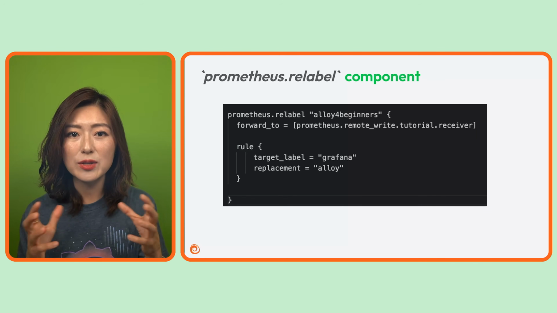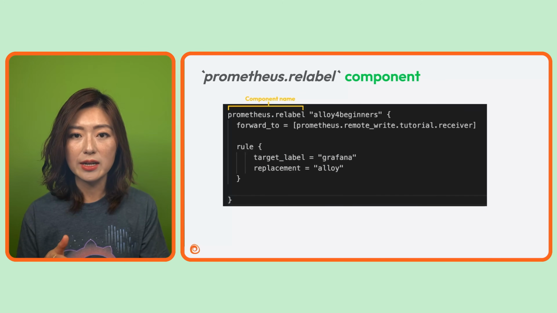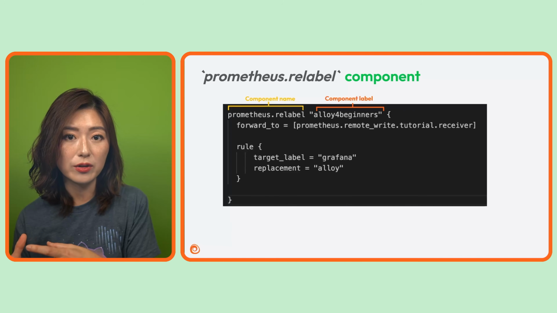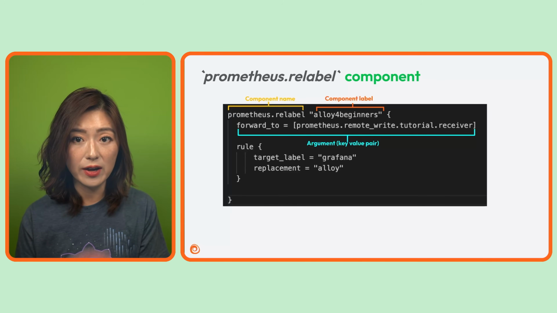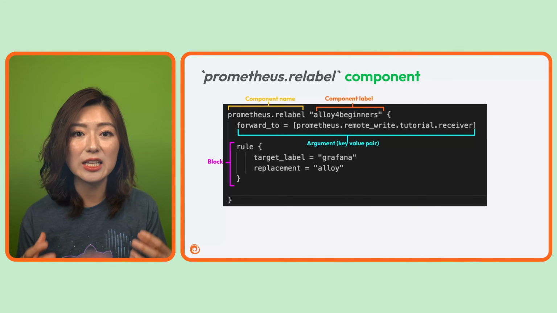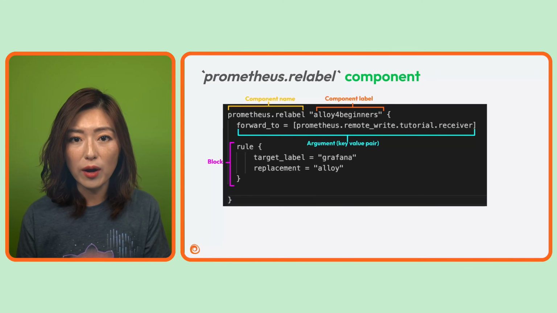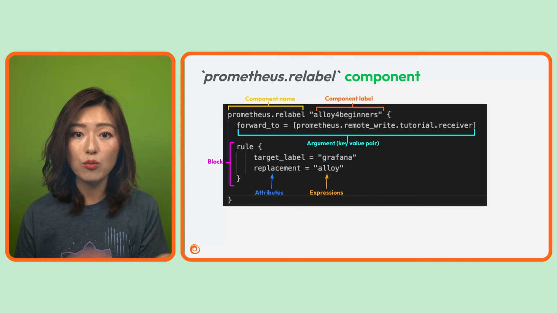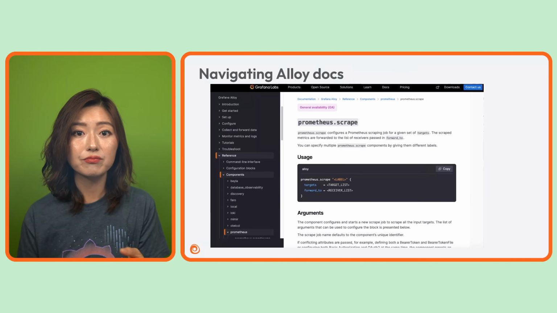Let's break down the same component even further. First, there's the component name. Then we add a label to help distinguish it from others. Next, we use either an argument, which is a key-value pair, or a block to instruct Alloy exactly what we wanted to do with the data. We can customize a block even more by setting attributes to expressions. And if needed, we can create nested blocks within blocks to get really specific.